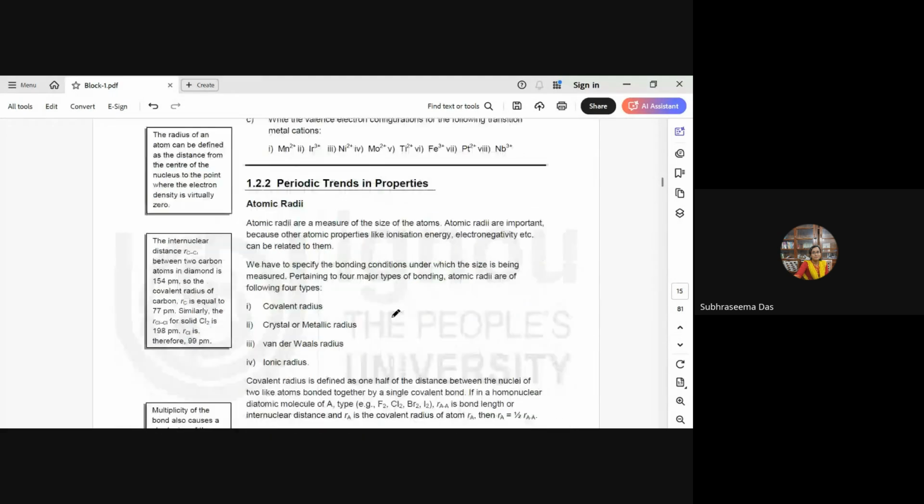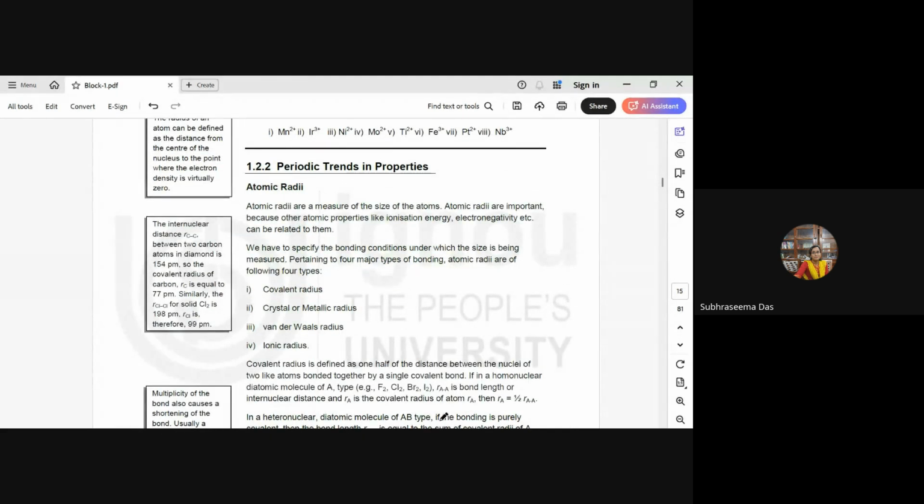Now we will talk about the different periodic trends in properties. First, we will talk about the various periodic properties. First we will talk about the ionic radius, different types of radii. First is atomic radii. What does this mean? Atomic radii means the size of the atoms.